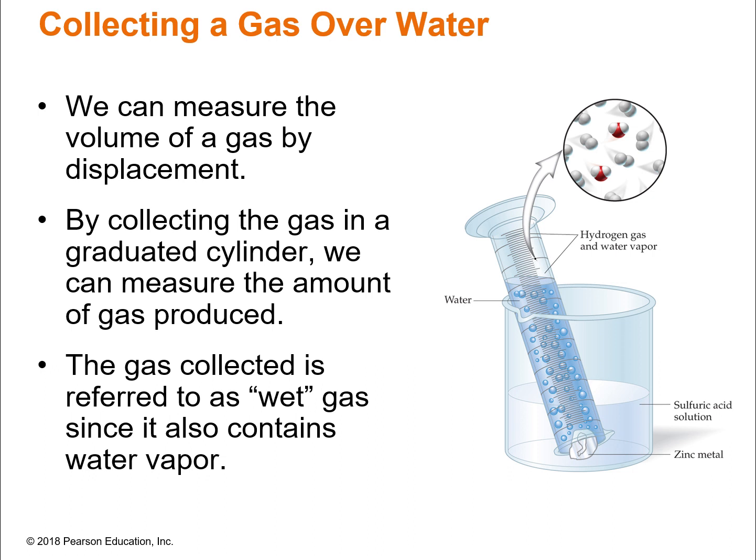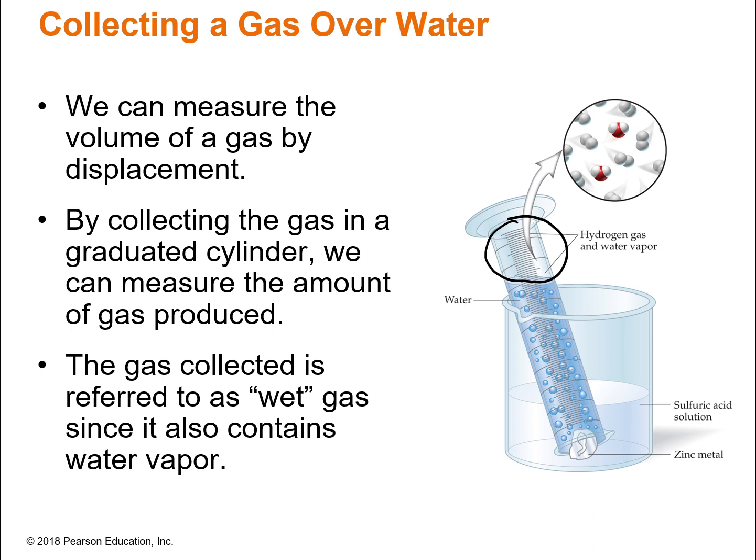But when that hydrogen gas bubbles up through and gets captured in here, there's also going to be some water vapor. Every liquid, at every given temperature, has some kind of vapor pressure. And all that means is that some of the molecules on the surface of the liquid have enough energy to free themselves and become vapor. The amount of vapor is dependent on the temperature. So when you collect a gas over water in this method, what you're really collecting is called wet gas, because it also contains water vapor.